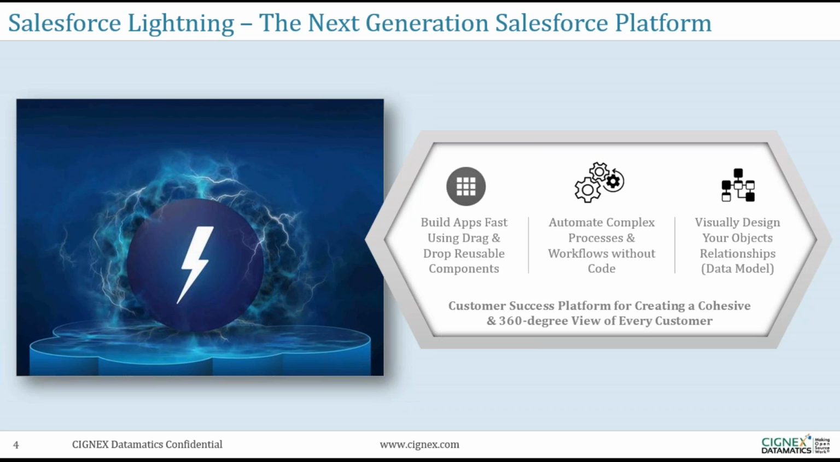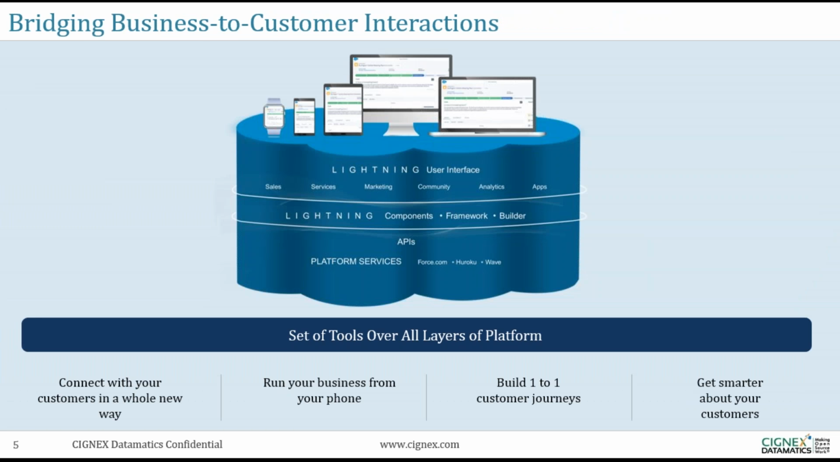Lightning is the next generation platform for Salesforce, and it connects all their modules. It connects you to Service Cloud, Sales Cloud, Marketing Cloud, Community, Analytics, and Apps. All these platforms are connected within one single boundary, that is Lightning. That is the best part of Lightning. We are also showing here how it is responsive, because one code deployed can be used in all the applications. The Lightning framework also helps us connect with your customers in a new way.